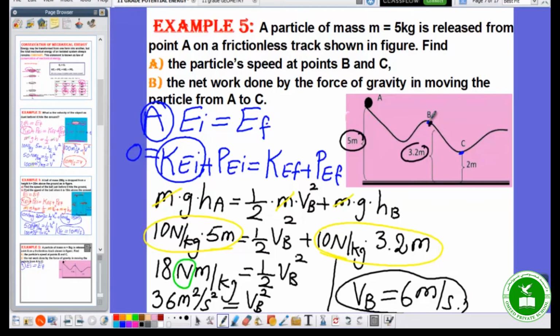Now, dear students, I erase the board. You should complete your chapter. I solve the speed of object at point C.